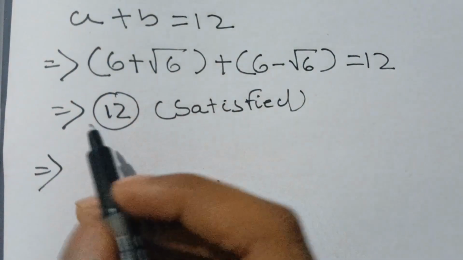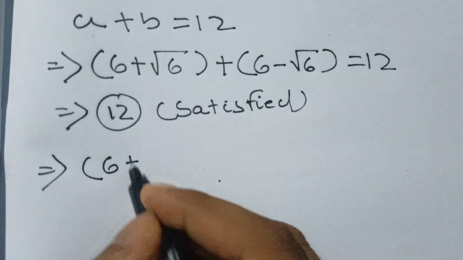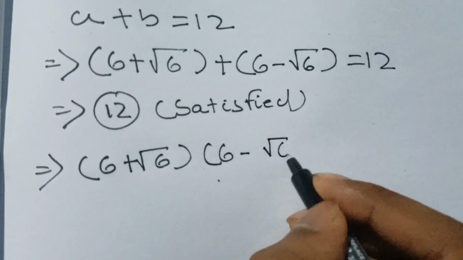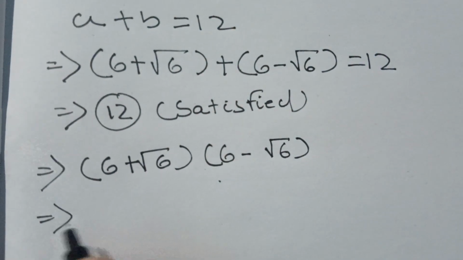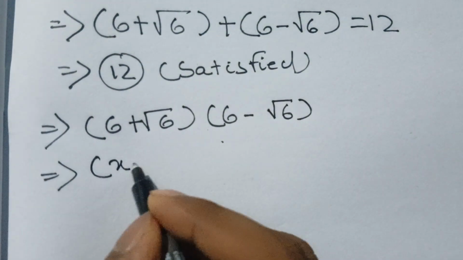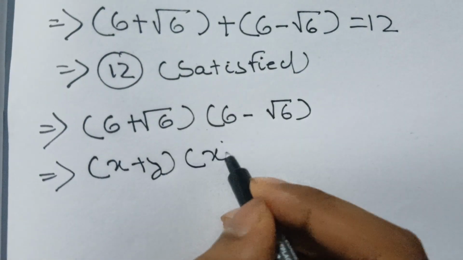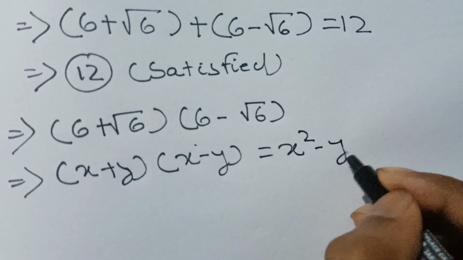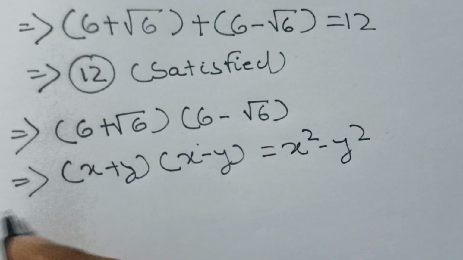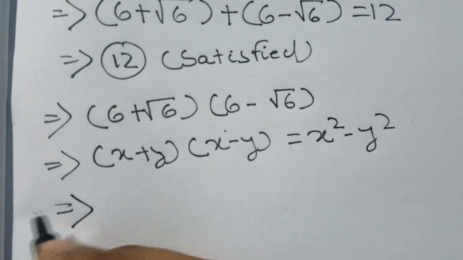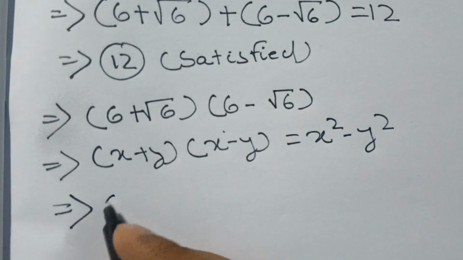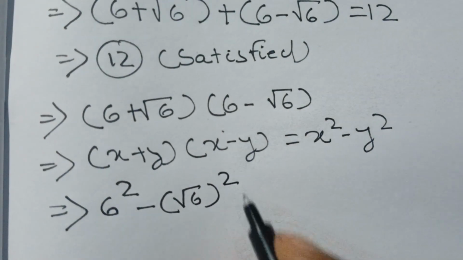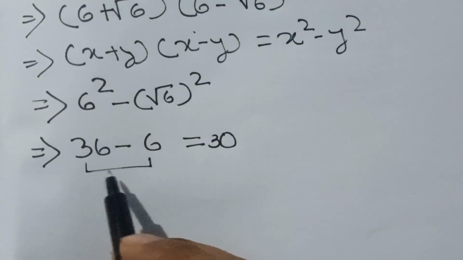We have 6 plus root 6 times 6 minus root 6. This is in the form of (x plus y) times (x minus y) is equal to x square minus y square. So this will be 6 square minus (root 6) square. My battery was down and the recording was automatically stopped.